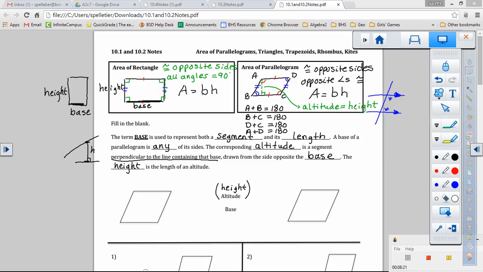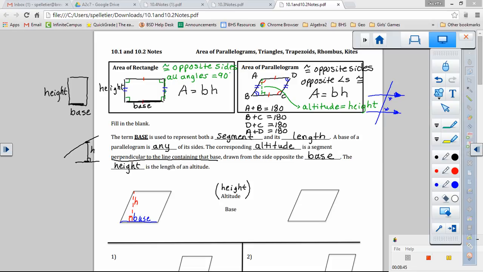So in this picture, the first one on the left, I'm going to color the base blue. And I'm going to color the height red. Remember, the height forms a right angle with the bottom, and it is the shortest distance from the top to the bottom. So this is the height. Base times height.